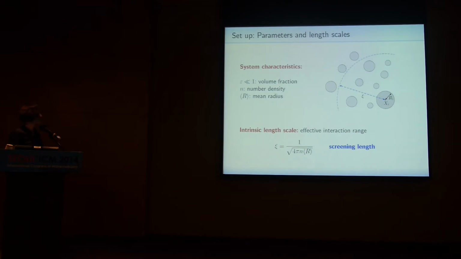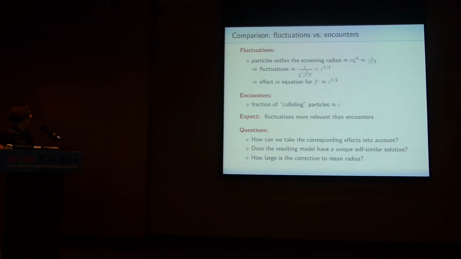With this understanding, you then ask, how many particles are within the screening radius? They are roughly of the order 1 over square root of epsilon. So there are still many particles, but not infinitely many, as in the mean field limit. This leads to fluctuations in the equation for the particle radius of order epsilon to the 1/4. And in effect, in the equation for the number density, you would expect a term of order square root of epsilon to show up.